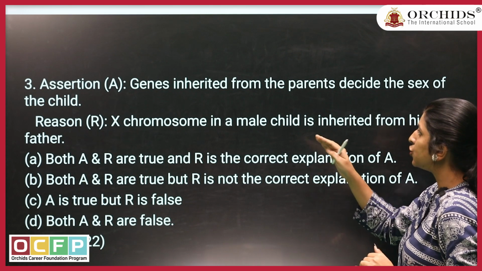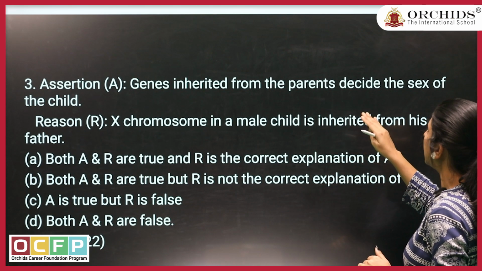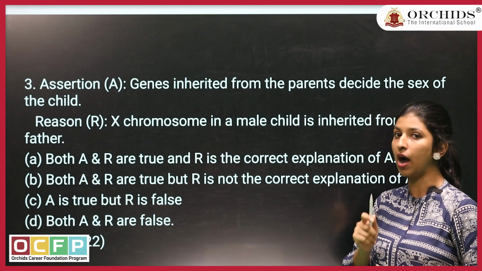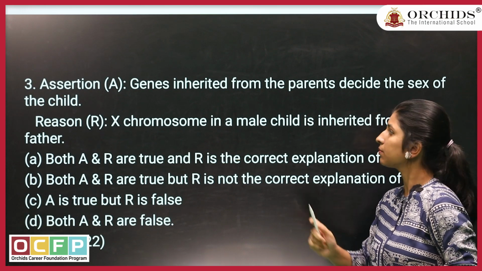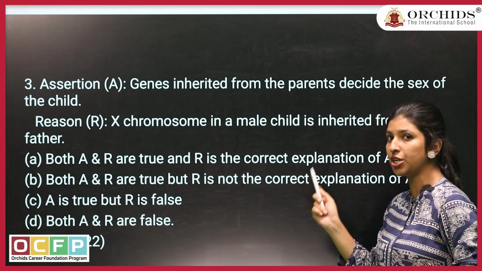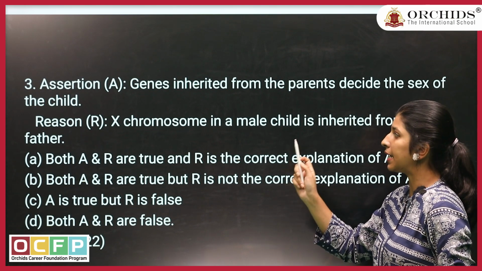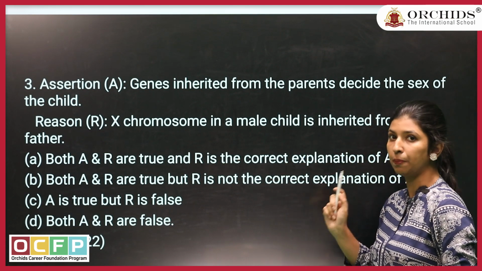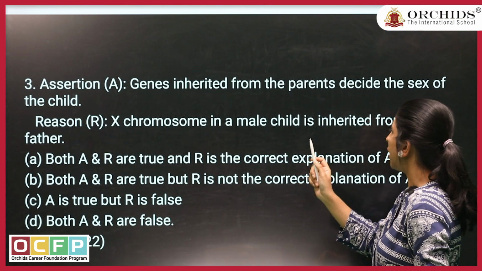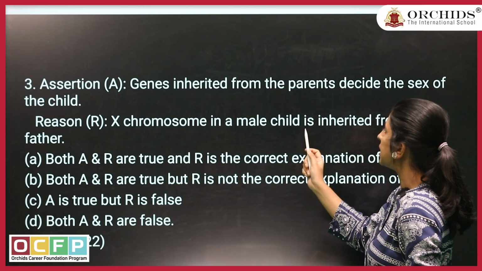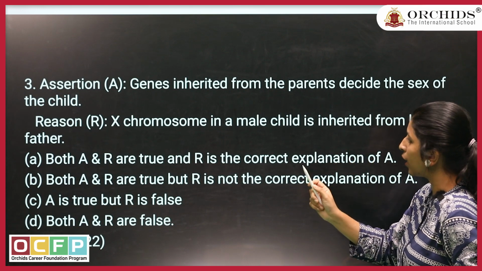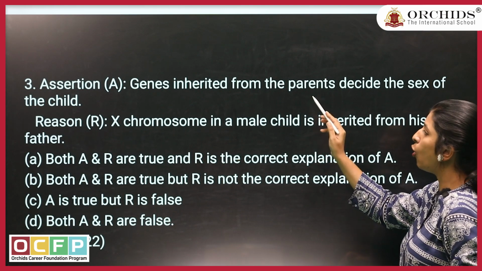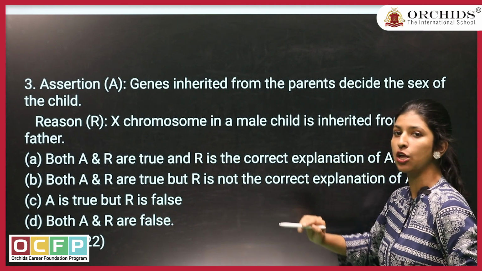But the problem is, genes inherited from the parents do not completely decide the sex of the child. It is actually the chromosome, the Y chromosome from the father, that decides the sex of the child. So when it comes to this assertion, it's partially correct, not fully correct. And the reason given here is that the X chromosome in a male child is inherited from his father. That is completely false. It is the Y chromosome from the father that determines the child's sex. The Y chromosome in a male child is inherited from his father. So in this case, both assertion and reason are proved false.